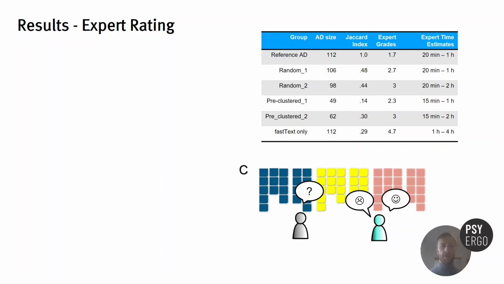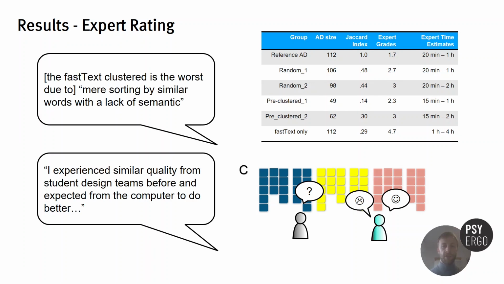Experts graded the reference version of the affinity diagram best, and the entirely FastText-generated affinity diagram worst. They judged the FastText-clustered version as seemingly following a mere sorting by similar words with a lack of semantics. At the end of the study, we disclosed the origin of the diagrams to the experts. One expert remarked that they had experienced similar quality from student design teams before and would have expected the computer to do better.